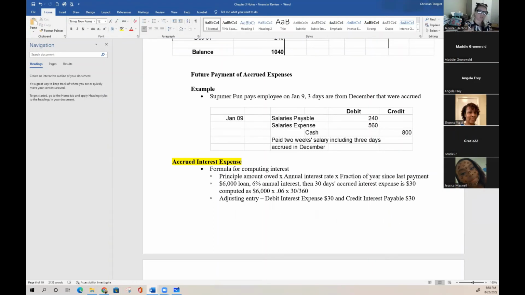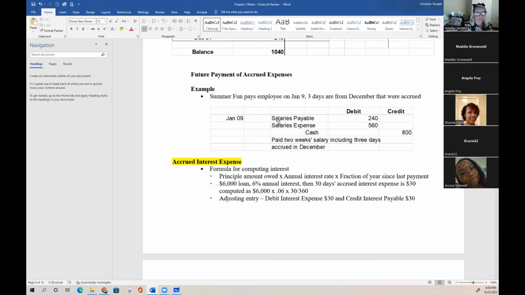So now when I'm in January, I don't need to expense those 3 days because I have the payable already set up for it. So now I'm just going to expense the difference. So I need to clear my payable. If it's sitting as a credit, I got to do the opposite. So I'm debiting salaries payable $240.